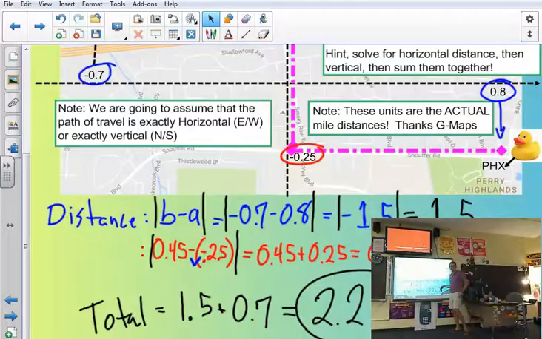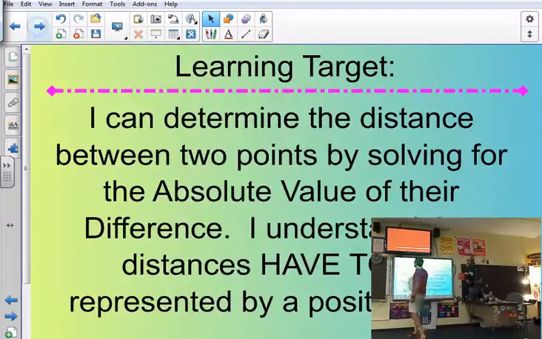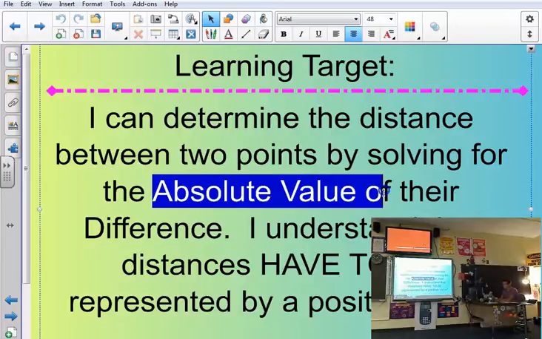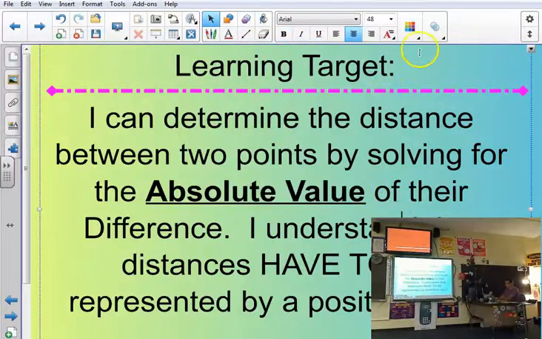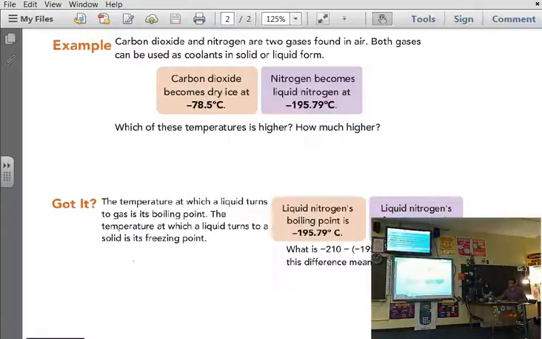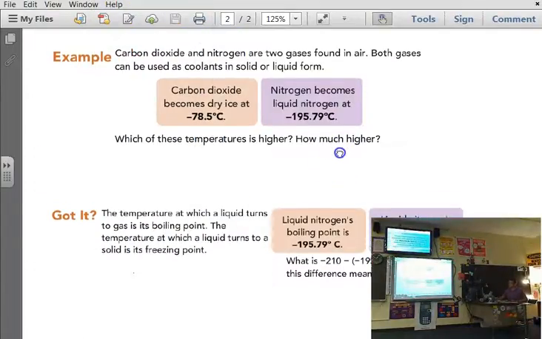So, that's the real distances. Our learning target here for today is that I can determine the distance between 2 points by solving the absolute value. That's critical. Because it's so critical, look how important it is. The absolute value of their difference, and understand that these distances have to be represented by a positive value regardless of what direction they're telling you to go. Direction does not matter.